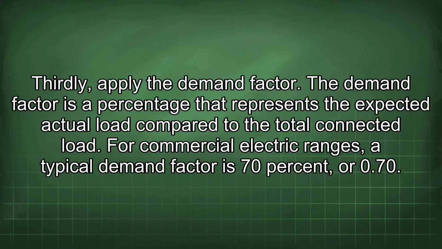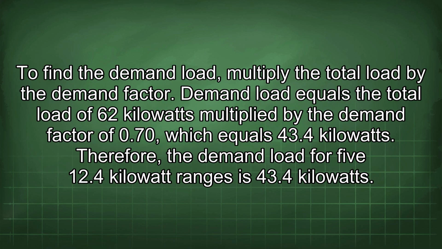Thirdly, apply the demand factor. The demand factor is a percentage that represents the expected actual load compared to the total connected load. For commercial electric ranges, a typical demand factor is 70%, or 0.70. To find the demand load, multiply the total load by the demand factor. Demand load equals the total load of 62 kilowatts multiplied by the demand factor of 0.70, which equals 43.4 kilowatts. Therefore, the demand load for 5 12.4 kilowatt ranges is 43.4 kilowatts.